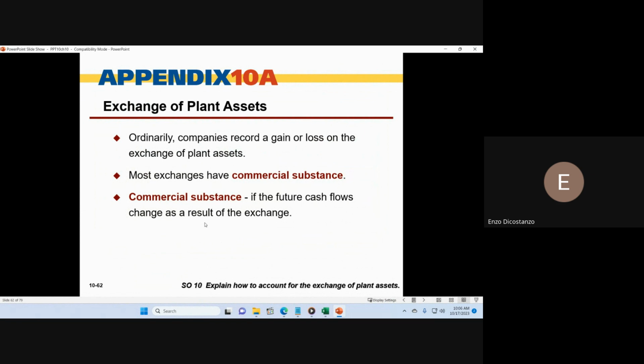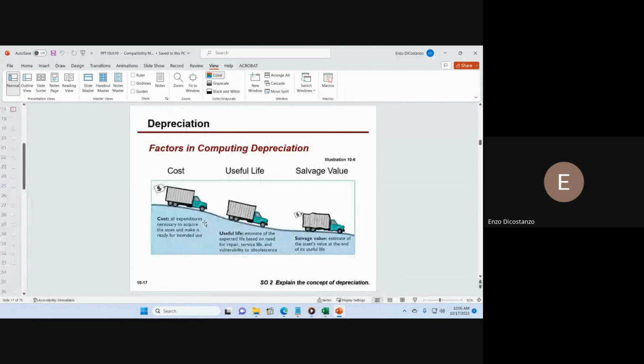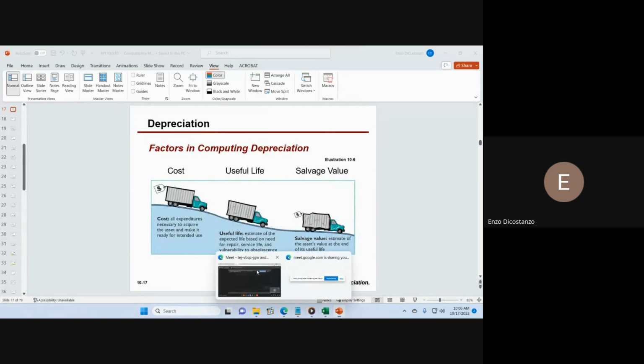Companies record a gain or loss. The appendix is 62.